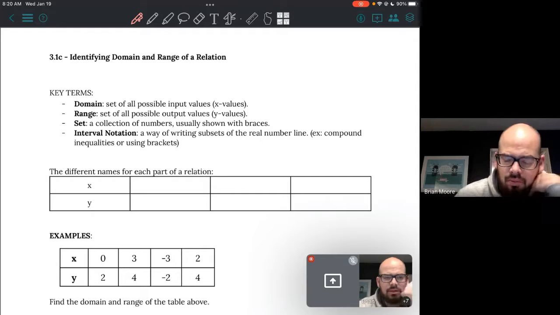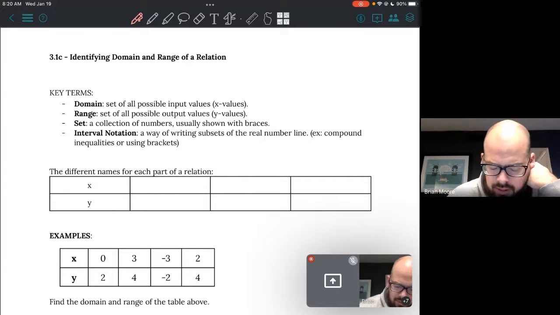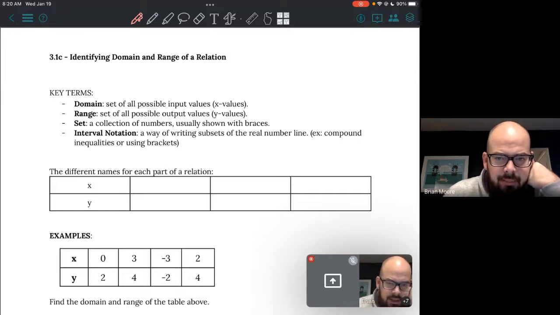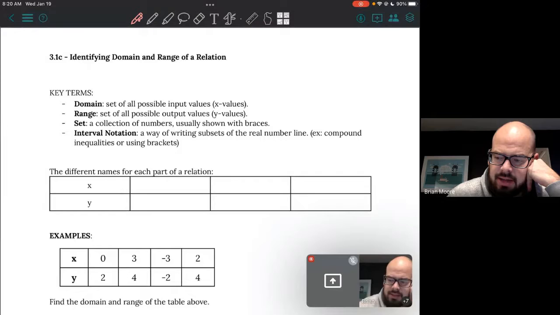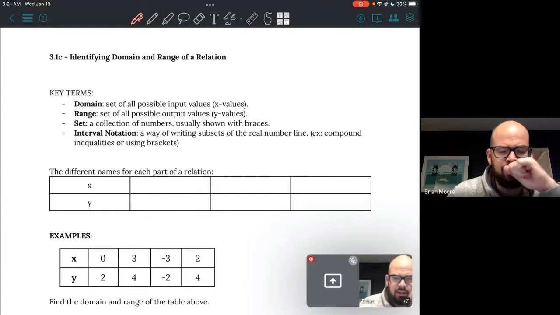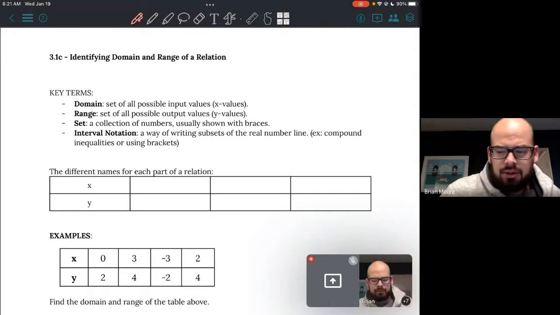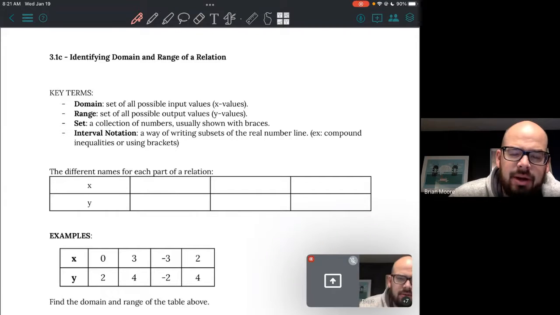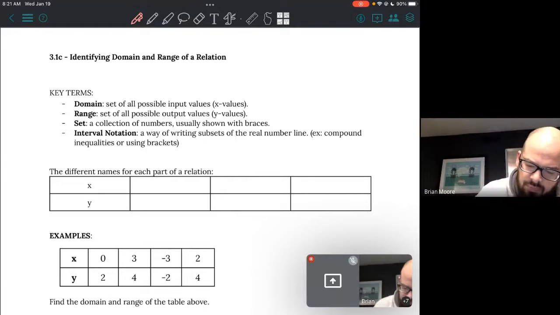Okay, so we're going to just go over identifying domain and range of a relation. Again, not all functions, or I'm sorry, not all relations are functions. So that's why it's not necessarily identifying domain and range of a function. You will need to be able to identify domain and range of any relation, even if it is not a function. So important to look at your key terms here.